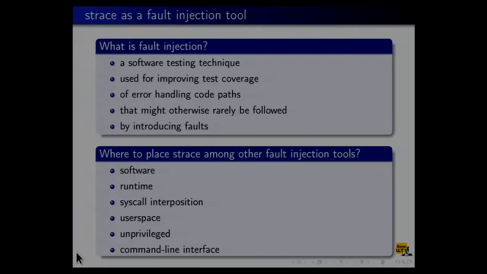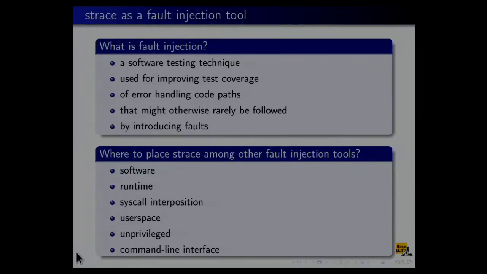So where do we place strace among other fault injection tools? It's obviously software. It's runtime. Most instrumentation tools are compile time. This is runtime. It does its work by means of syscall interposition. It's user space, unlike many current techniques we have. It's unprivileged. And as I said, it has a traditional command line interface.